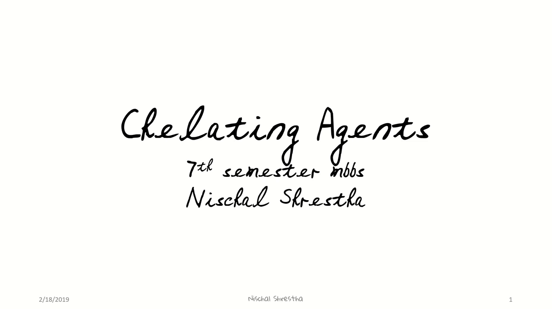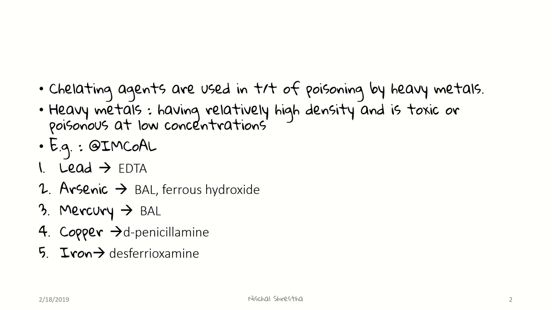Today we are going to discuss chelating agents, and this is from forensic toxicology. By chelating agent we mean the substances that are used in treatment of poisoning by heavy metals. Heavy metals are the metals that have high density and are toxic even at low concentration.